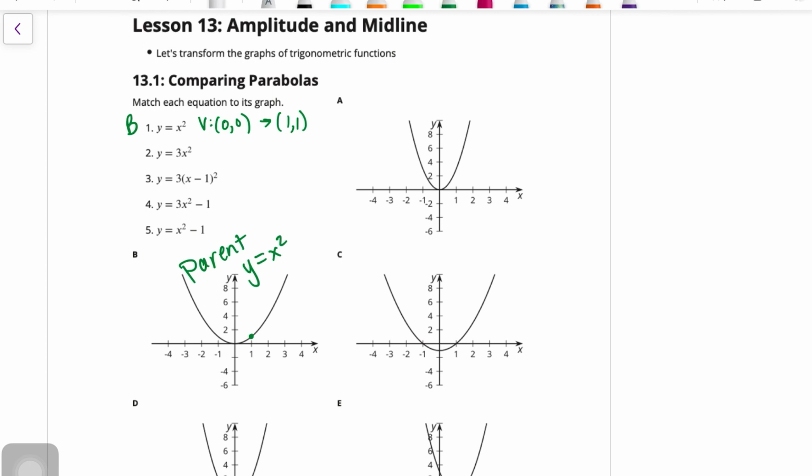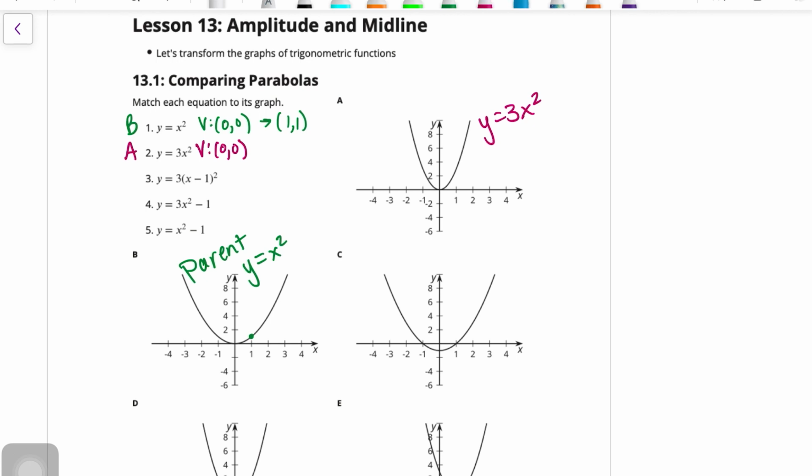So y equals 3x squared. Again, your vertex is going to be at 0, 0. And so that has to be A. Also, you can see that A is a little bit stretched vertically from B, and that's what that 3 in front of the x squared does. And we learned that back in transformations of functions.